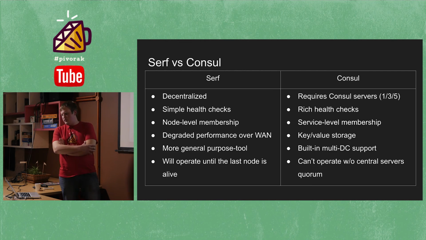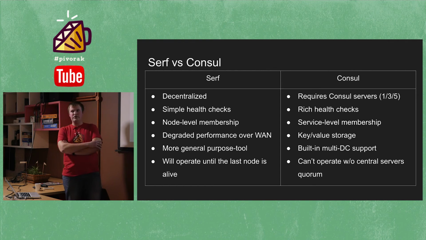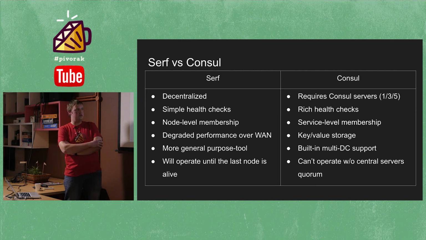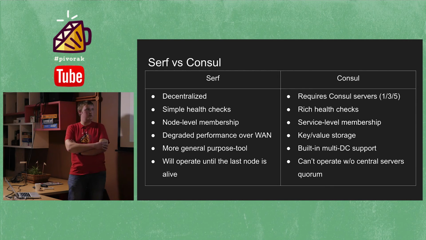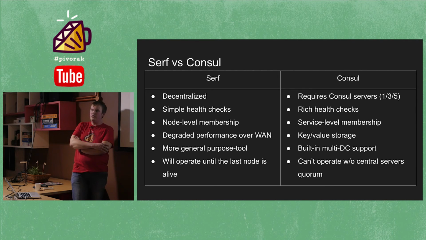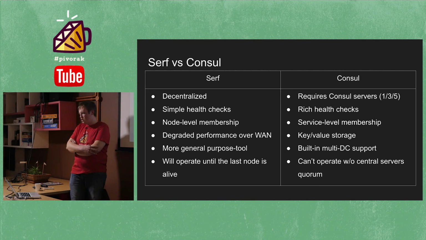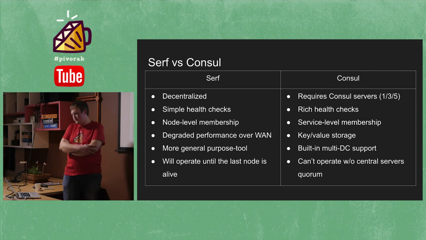So what's the difference between Serf and Consul? Serf is fully decentralized and doesn't require any central servers to operate, while Consul requires 1, better 3 or 5 servers to operate and maintain redundancy and key value storage to be safe. Serf provides only basic health checks, like a node dead or alive, and as said before, Consul includes rich health checks.